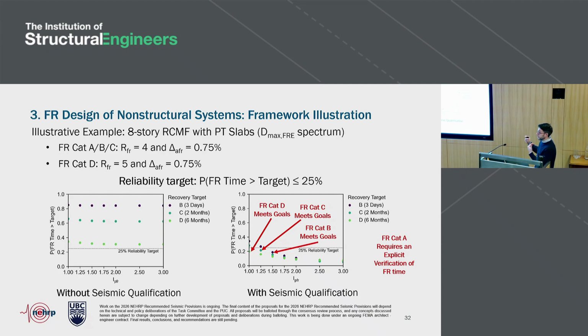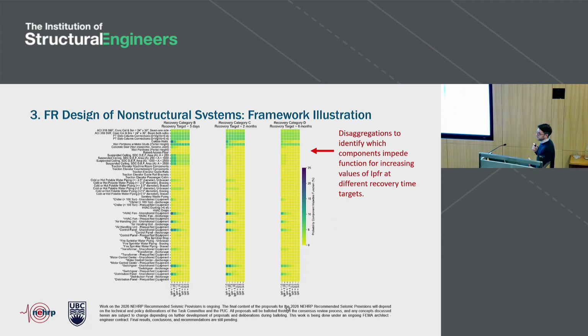There's a lot happening behind the scenes because in essence, what you see here is the worst performing component of this. What is this? This is effectively, for that one building, the list of all your components, be it structural or non-structural, and then understanding at the different recovery time targets for the different recovery categories, it tells you what is the probability that damage in that component is impeding function.